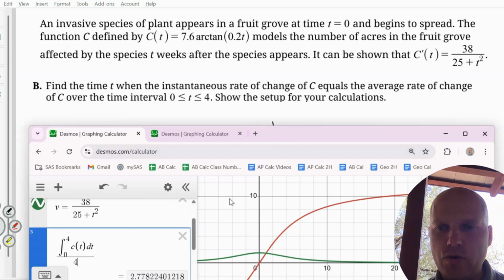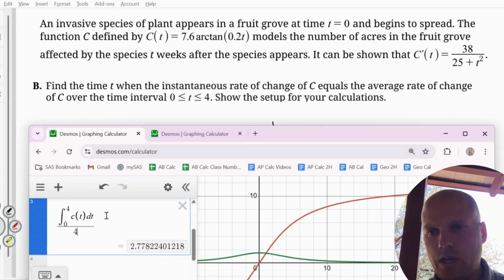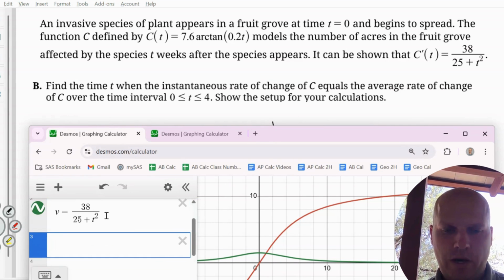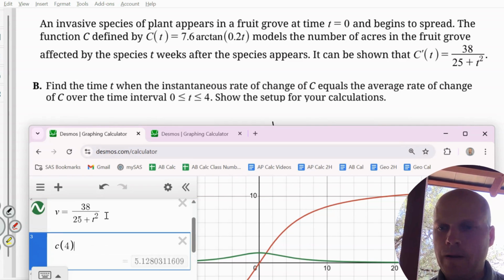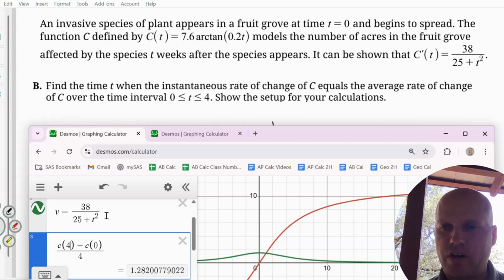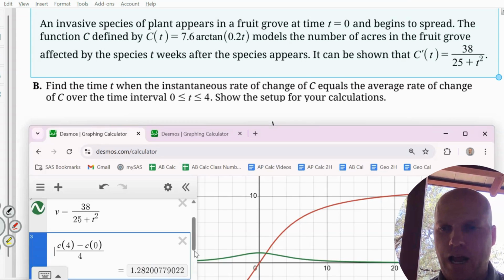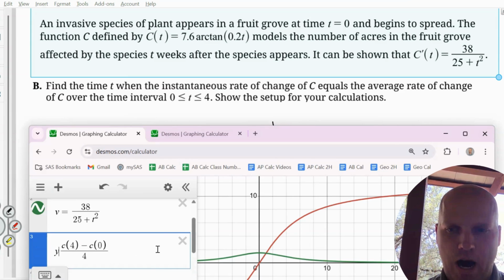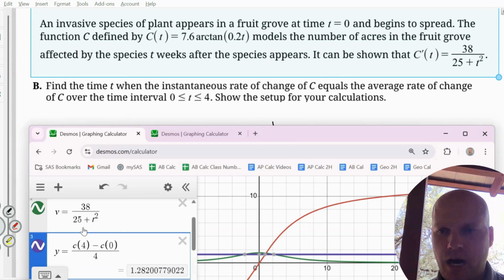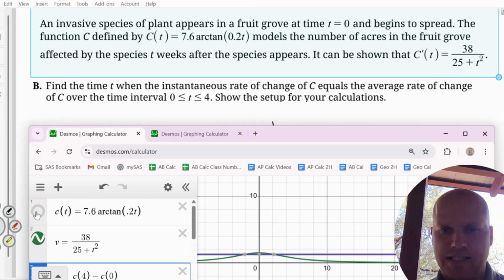So you can find the average rate of change by doing C(4) minus C(0) divided by 4 minus 0. That's the average rate of change. And then we know that the instantaneous rate of change is C prime. I want to figure out when C prime equals that number. How do I do that? I will graph y equals that number. I will make sure I'm just looking at C prime. I will find the intersection.